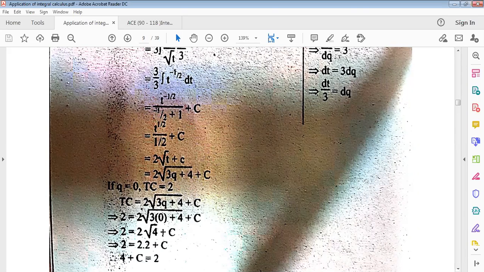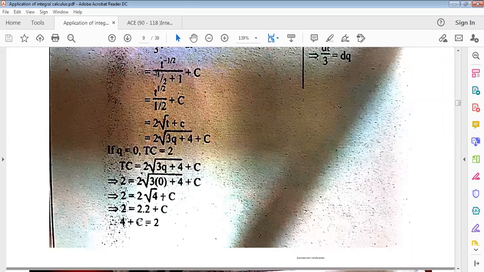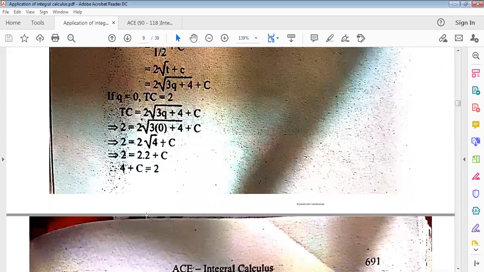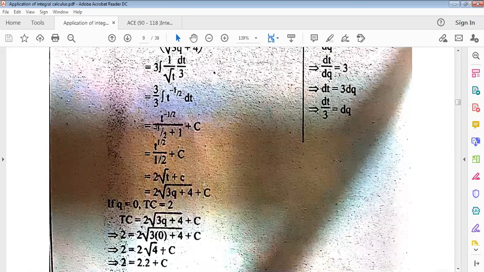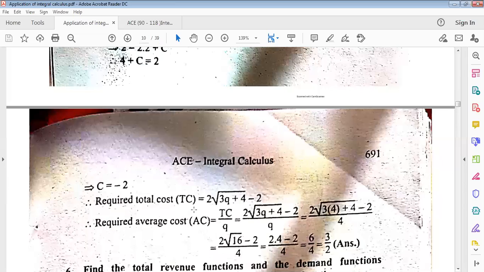So total cost equals, this was given. For q equals 0, total cost was 2, and then we can write c equals what? Minus 2. So putting the value of the integral constant, this is the total cost function. Total cost equals 2 square root over 3q plus 4, minus 2.